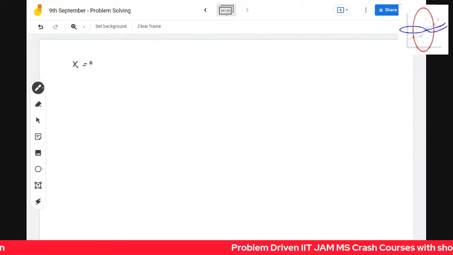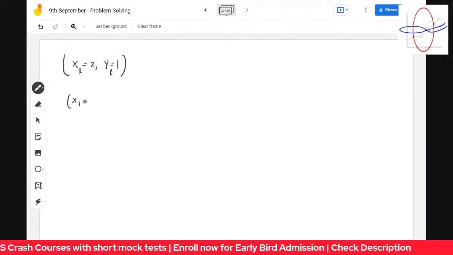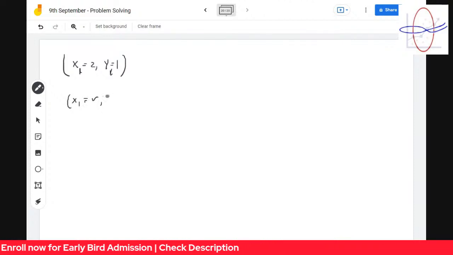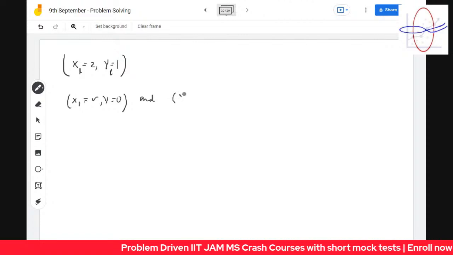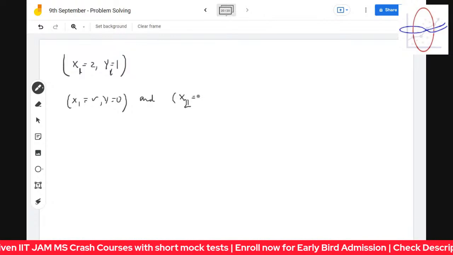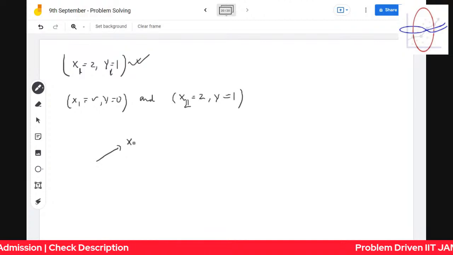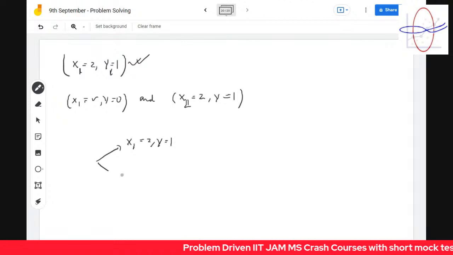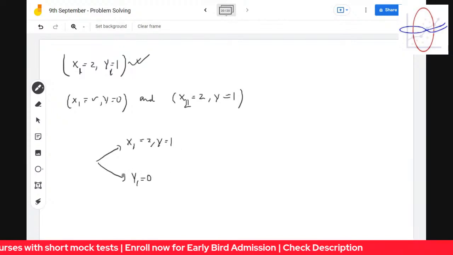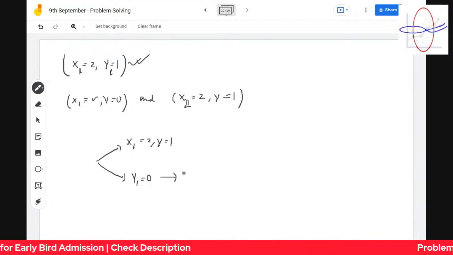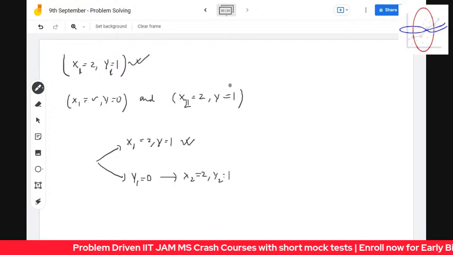In the first toss you got x is equal to z and y is equal to 1. Let's call it x1 and y1. If we get x is equal to whatever, and y is equal to 0, and the next toss x2 is equal to z and y is equal to 1, we are considering this case. We are not considering this case. Did you understand? It can happen that x1 is equal to z and y1 is equal to 1, or it can happen that y1 is equal to 0, and then x2 is equal to z and y2 is equal to 1 again. So we are considering the probability of this case, but we are not considering this case, right?